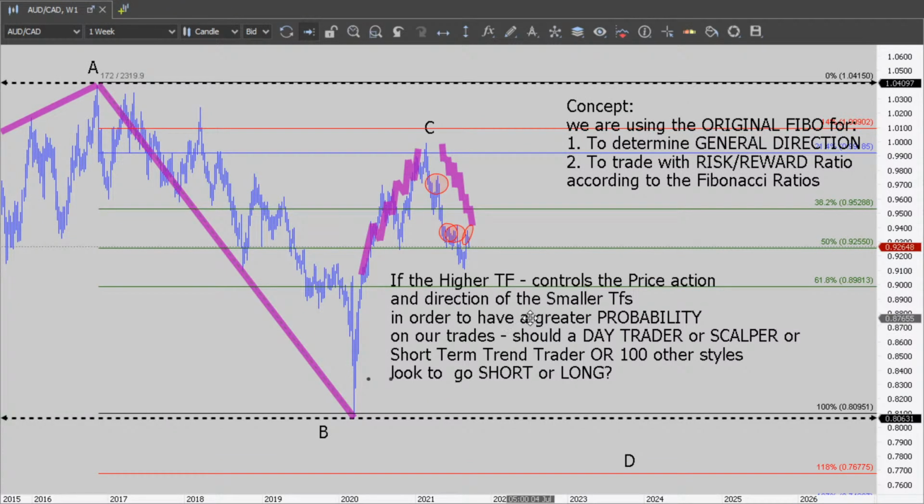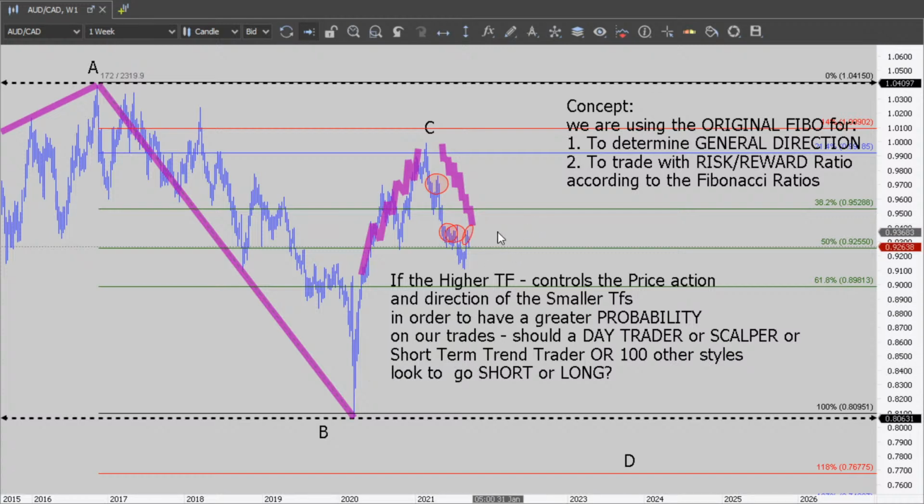If the higher time frame controls price action and the direction of the smaller time frames, in order to have a greater probability on our trades, should a day trader or scalper or short-term trend trader or 100 other styles look to go short or long?